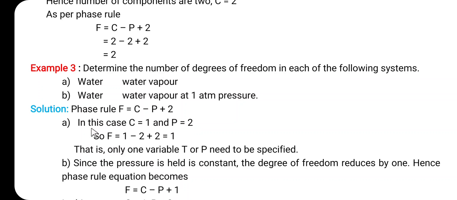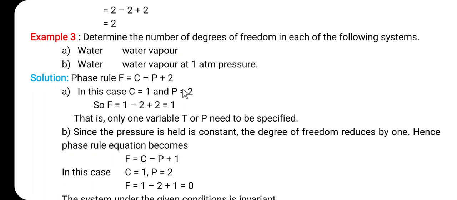In the first case, water is in equilibrium with water vapor. The number of components, C, is equal to 1, because water and water vapor are chemically both H2O. Water is in the liquid state and the other phase is water vapor, that is why P is equal to 2. Substituting the values, F is equal to 1 minus 2 plus 2, which is equal to 1. So the degree of freedom is 1. That is, only one variable, either temperature or pressure, needs to be specified when water is in equilibrium with water vapor. This is the first case.